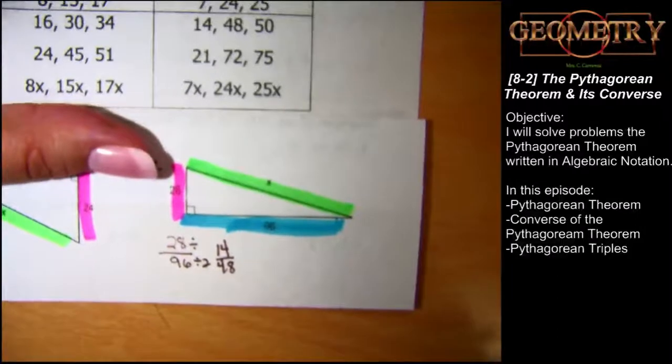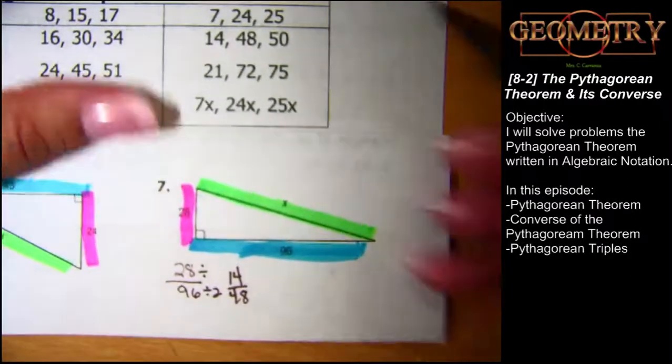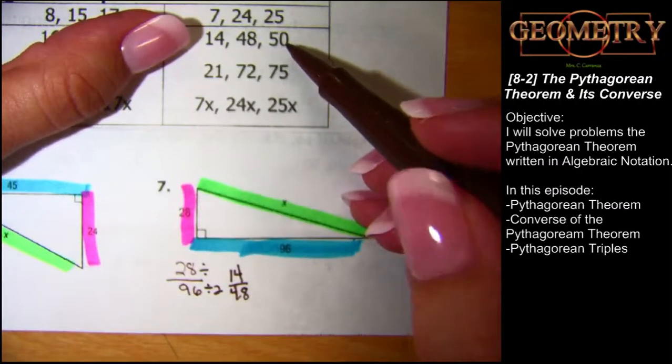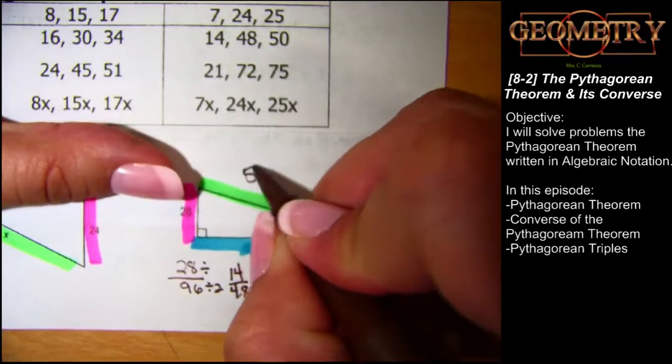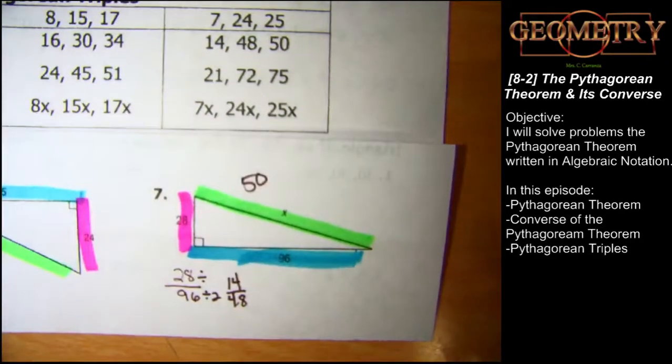Oh, I see it. There it is. Do you see it? Yes. It's right here. Which means this side is related to 50. It's not actually 50, because how did we get to 14 and 48?